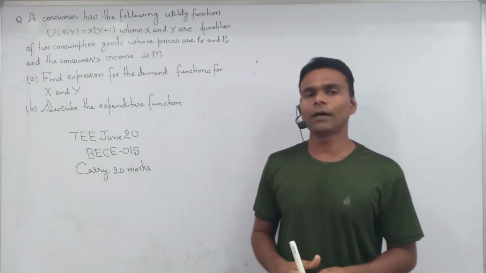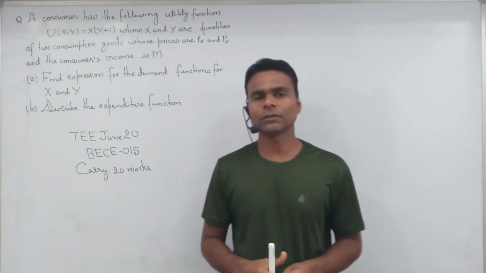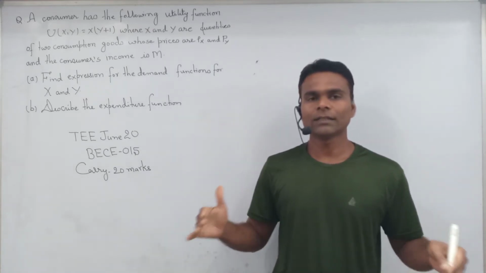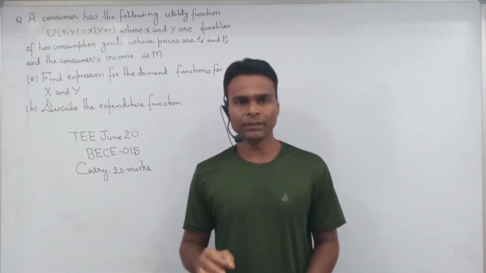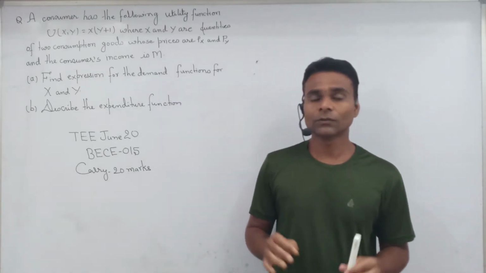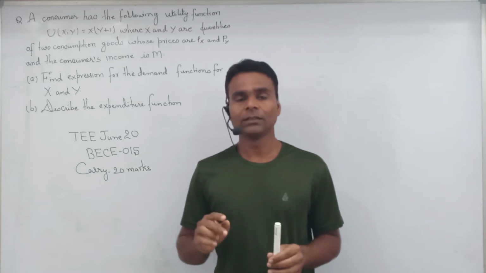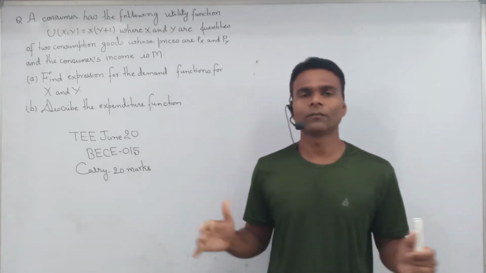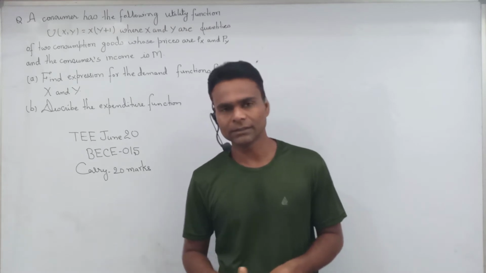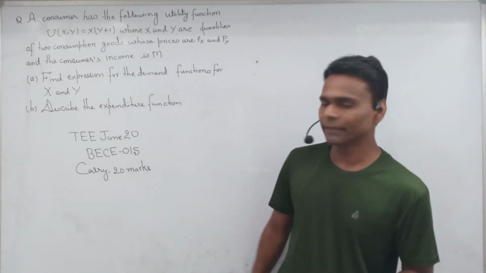Under this video, I will provide a solution procedure for a question that was asked in the IGNOU BA Economics term end examination for course code BECE 015. The title of the course is Elementary Mathematical Method in Economics. This question carried 20 marks.